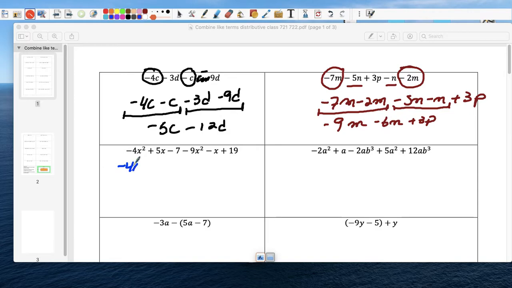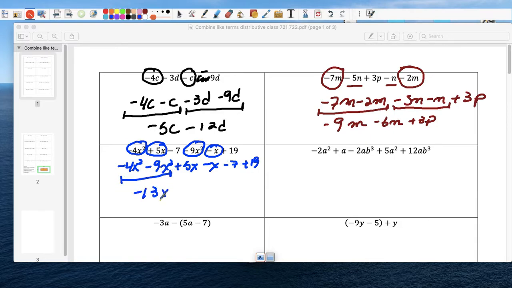Negative 4x squared, combine like terms. It's this one with this fellow over here, negative 9x squared. We circled the term with the sign preceding it, so don't forget that. So don't circle 5x, circle plus 5x, right? Likewise with minus x, and then minus 17 plus 19. So over here we get negative 13x squared. Remember, we're adding, so don't multiply. We're not adding the variable. We're not adding the exponents on the variable, so be careful there.